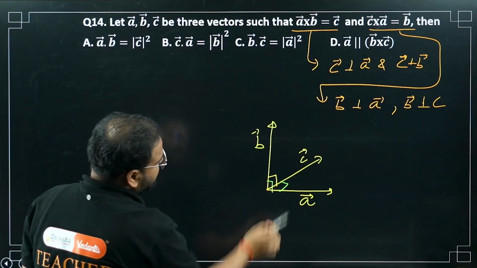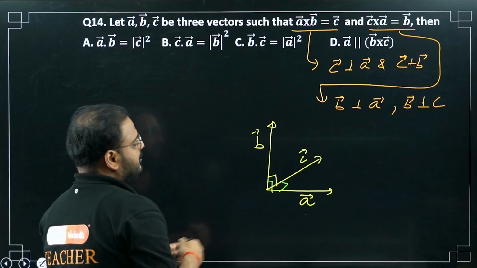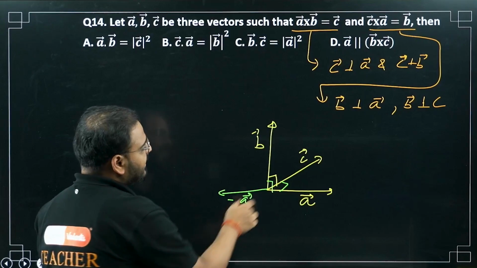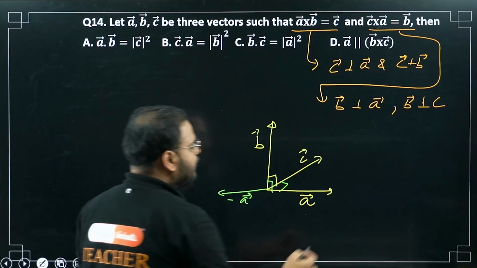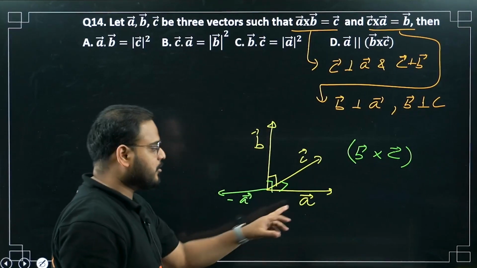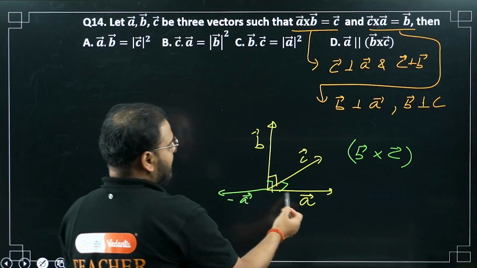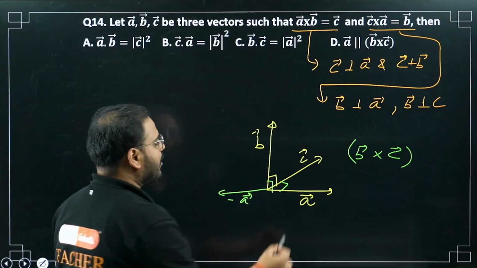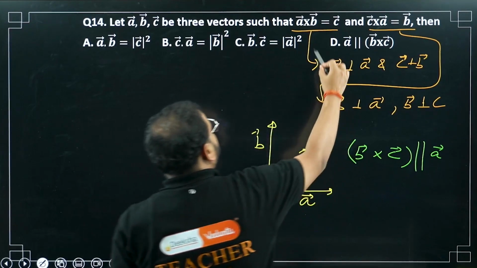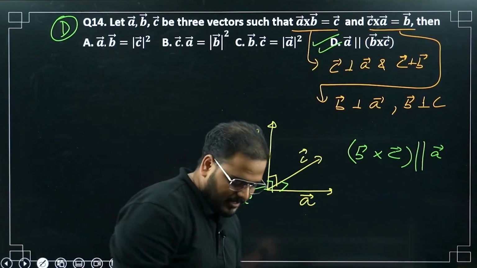If I take B cross C, what will I get? In this direction, I'll get the direction of the negative A. Or if I take C cross B, I'll get the direction of positive A. So if you take B cross C, the result will always be parallel to the vector A. Either this side or this side, it doesn't matter. It will always be parallel to vector A. Option number D. Please check. Option number D is the correct answer.